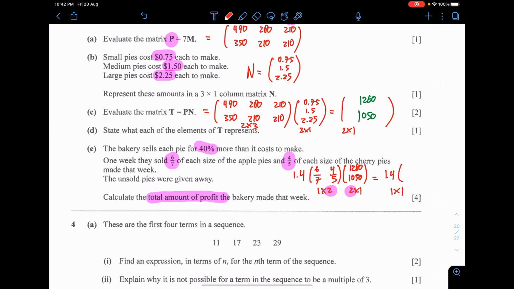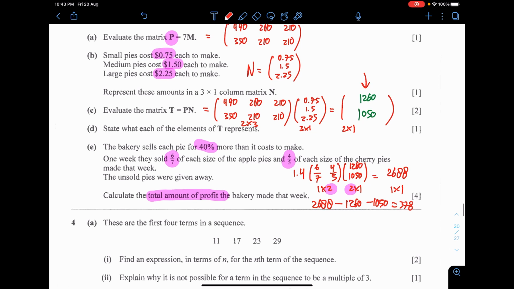The matrix I multiply, 6/7 times 1260 plus 4/5 multiplied by 1050. I'll just get the final number. It will be 2688. That is the total amount of money collected. Hence, to find the profit, you just take this number minus the cost incurred. The cost is actually this, the one that I put in the green color, the T. Both of them, 1260 and 1050, totaling into 378 per week. Actually, that's very small.